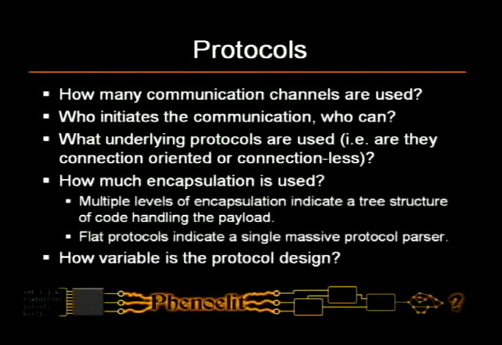For the protocols, it's really just firing up the sniffer and finding out how many communication channels we actually have. Does it connect to 500 different systems in the internet, or is it just one? How does it figure out what system to connect to? Who initiates the connection? Is it stateless or stateful? Is it connection-oriented? How much encapsulation do we see or suspect?